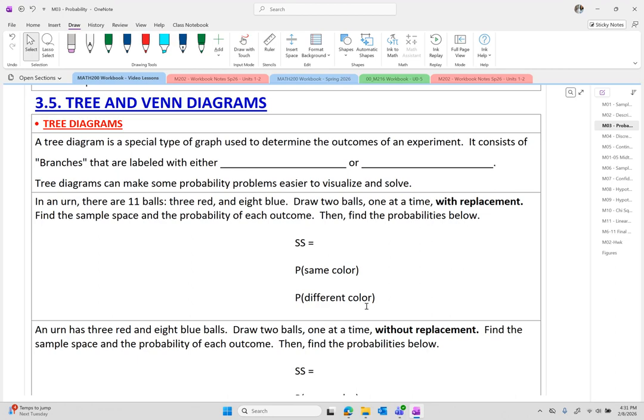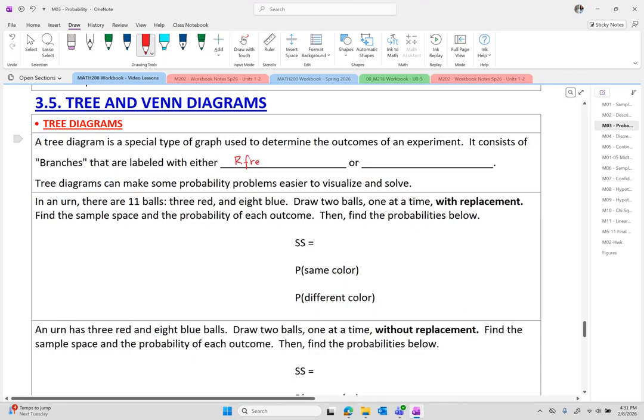And the way we will do that is we will label the branches of the tree diagram with either the relative frequencies or the probabilities of the outcome we are pursuing on that branch to occur. Tree diagrams can make some probability problems easier to visualize and solve.